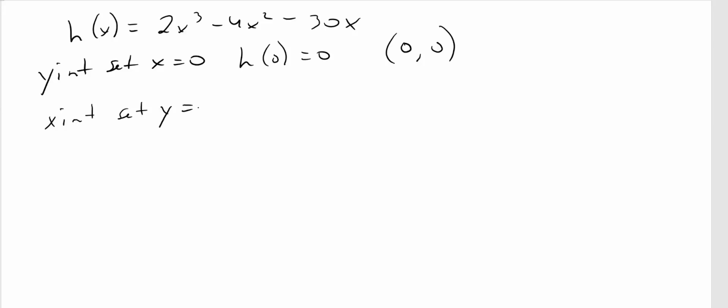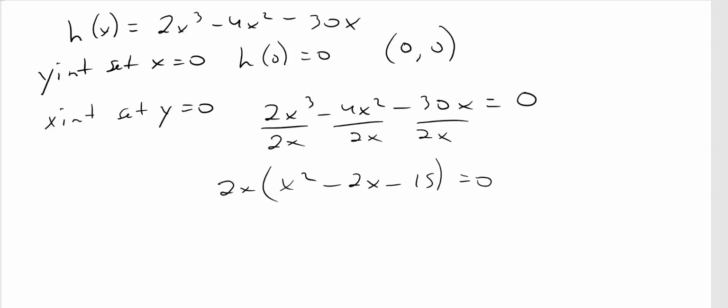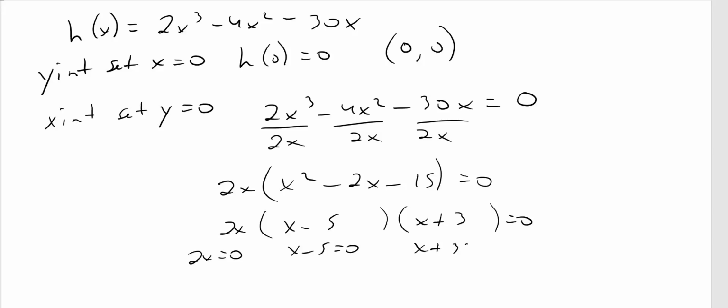We set y equals 0. So it's 2x cubed minus 4x squared minus 30x equals 0. Okay, what's the first thing you're going to do? Greatest common factor. And then you should see that's a 2x. So you've got 2x times x squared minus 2x minus 15 equals 0. And then if you do a factor box with this, you get x minus 5 and x plus 3. So 2x equals 0, x minus 5 equals 0, x plus 3 equals 0. The first one's going to give you, divide by 2, x is 0. This one's going to give you x equals 5, and this one's going to give you x equals negative 3.